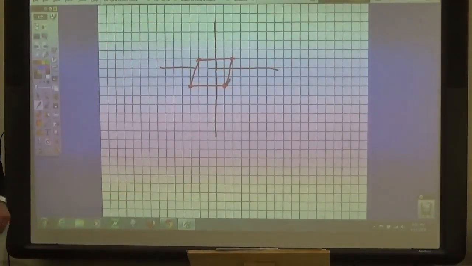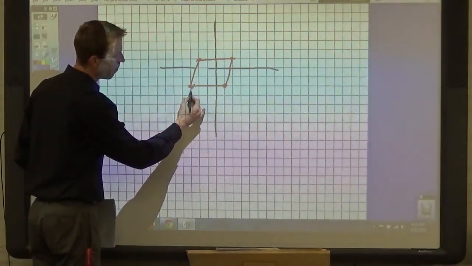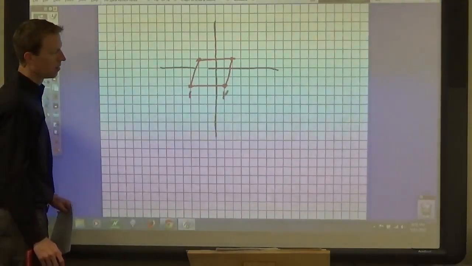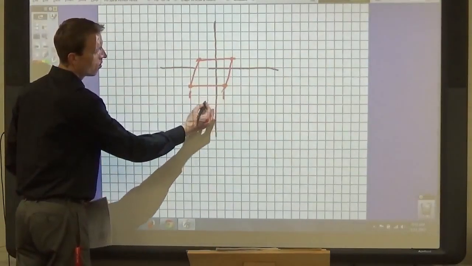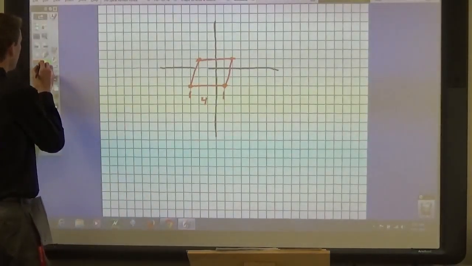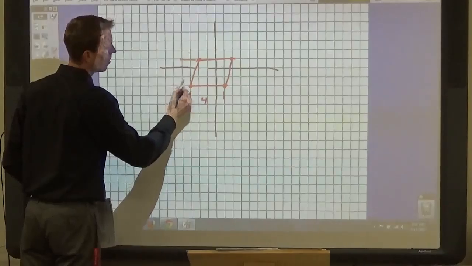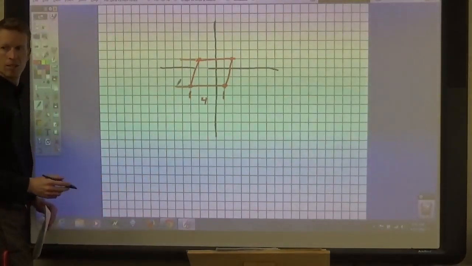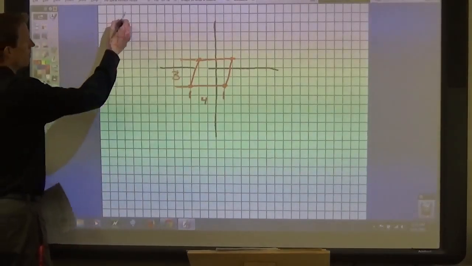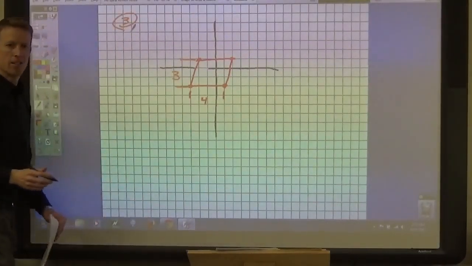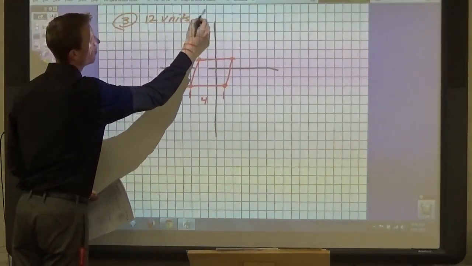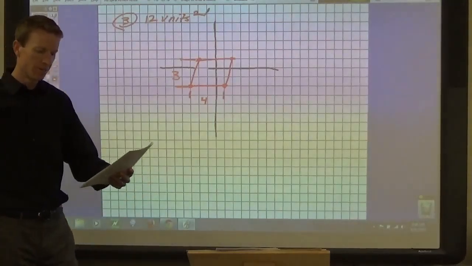Now find the base. That's the number of spaces. 1, 2, 4 again, right? 4 units. And the height? 3 units. Yep. So the area is 12 units squared. 12 units squared. Right? That's it.